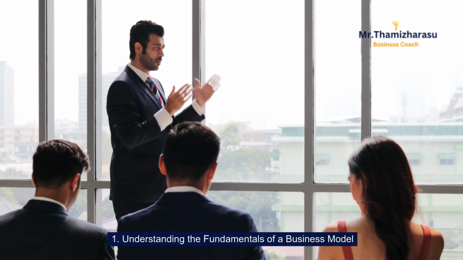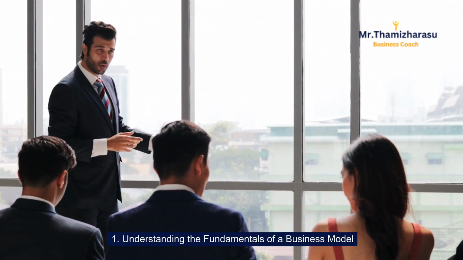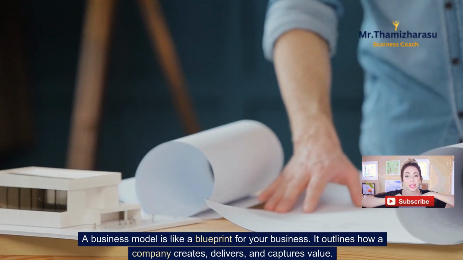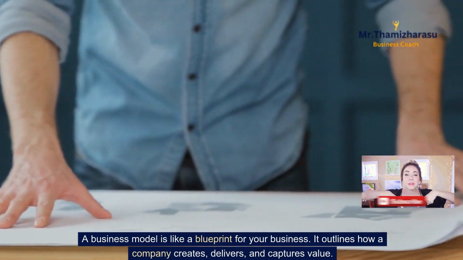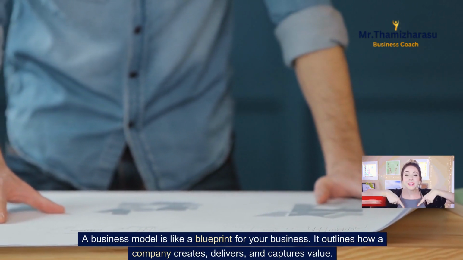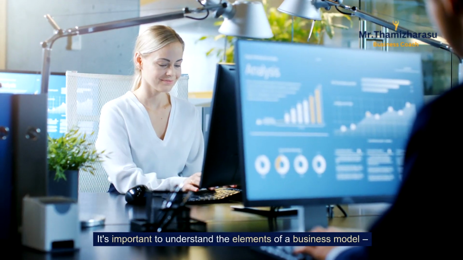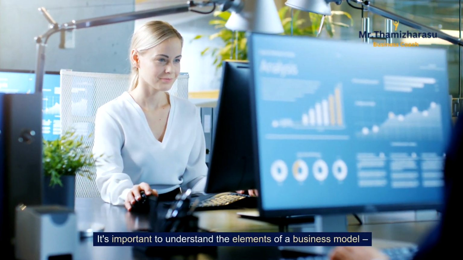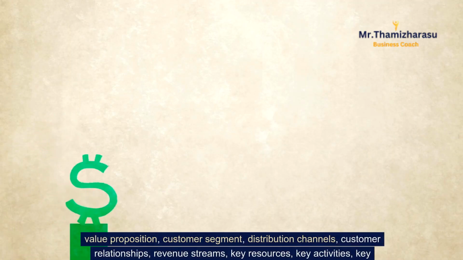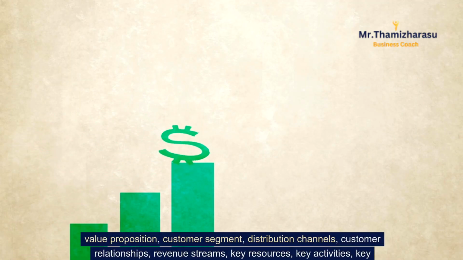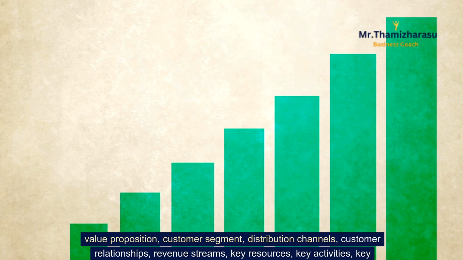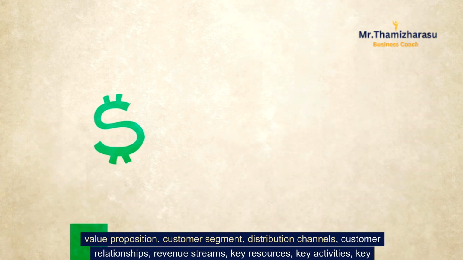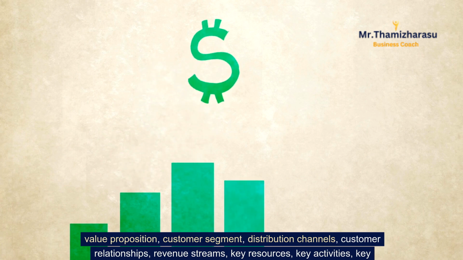1. Understanding the fundamentals of a business model. A business model is like a blueprint for your business. It outlines how a company creates, delivers, and captures value. It's important to understand the elements of a business model: value proposition, customer segment, distribution channels, customer relationships, revenue streams, key resources, key activities, key partnerships, and cost structure.